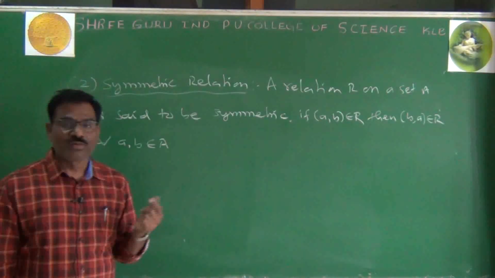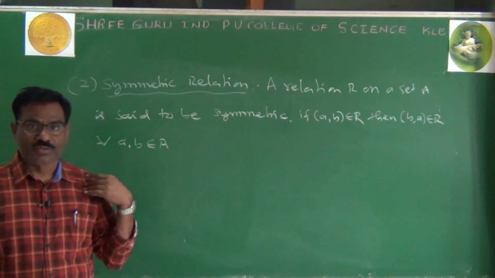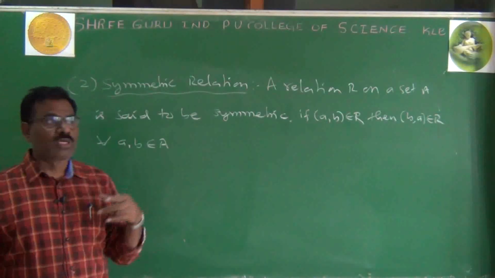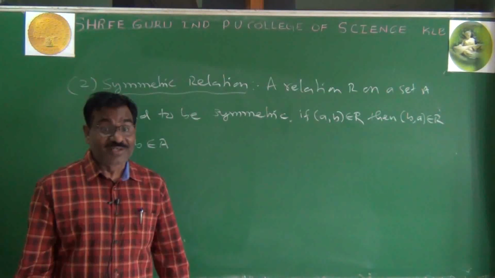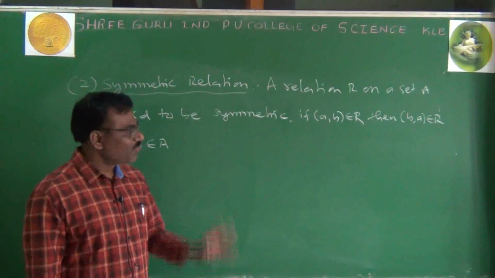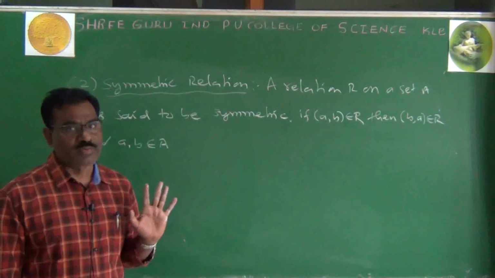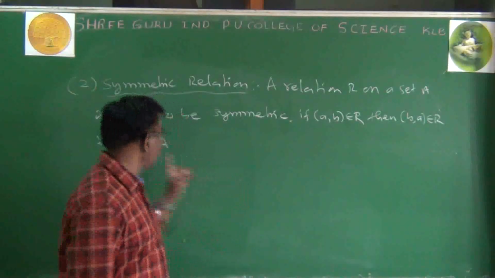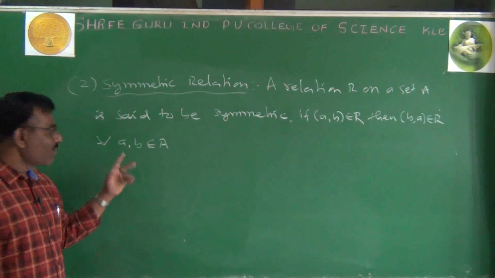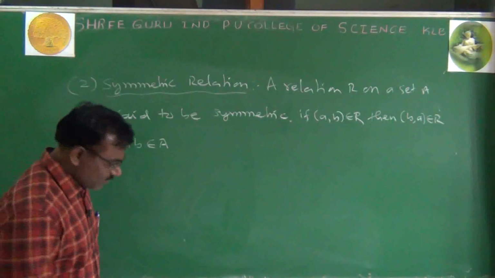Students get confused when I ask the question. So what is the "for all a, b"? For all a, b belongs to R, not set A; they are taking R only. "B belongs to" is very important. The ordered pair must belong to R, but the elements belong to set A. Okay, for all a, b belongs to set.